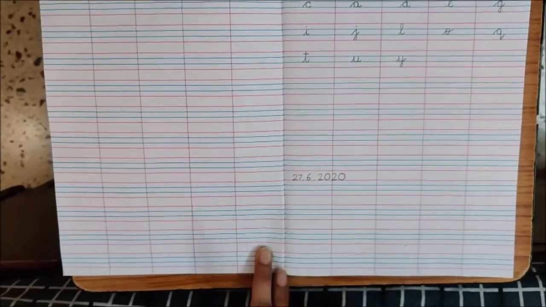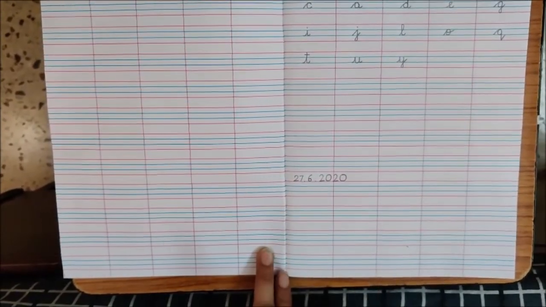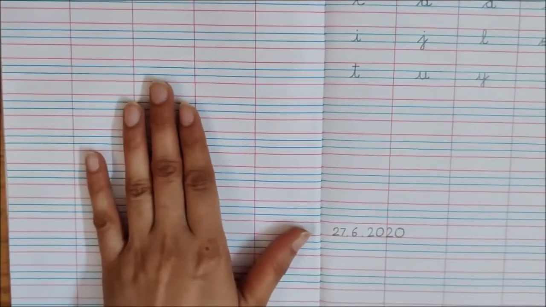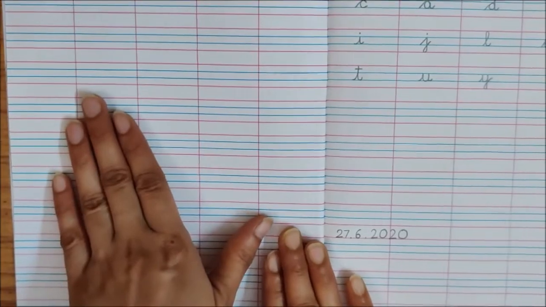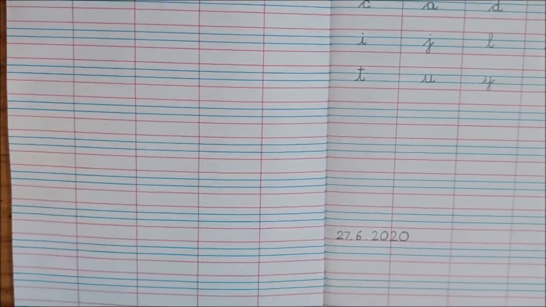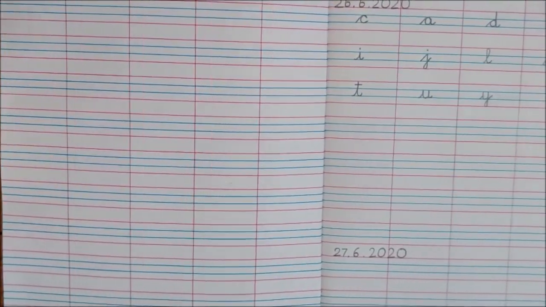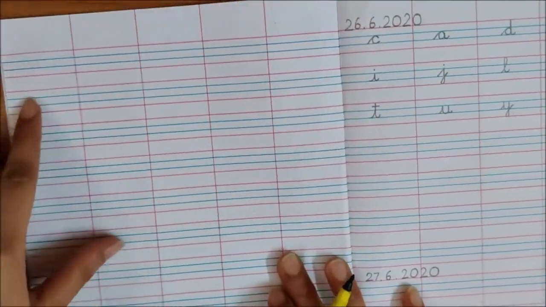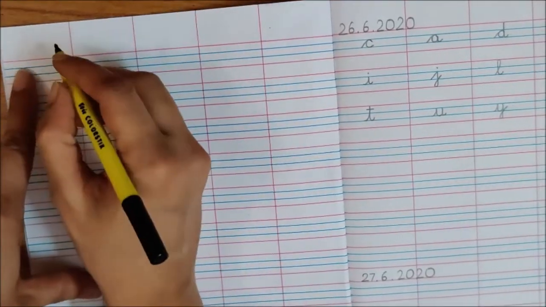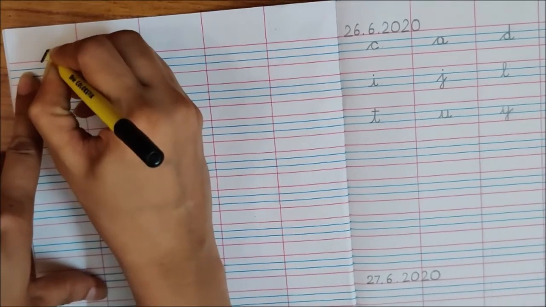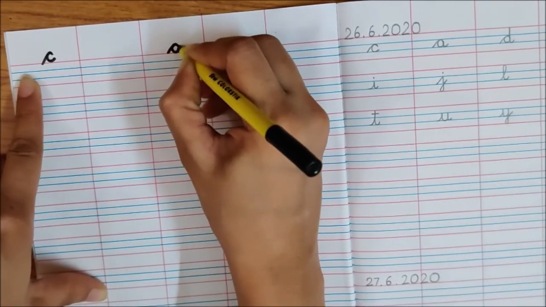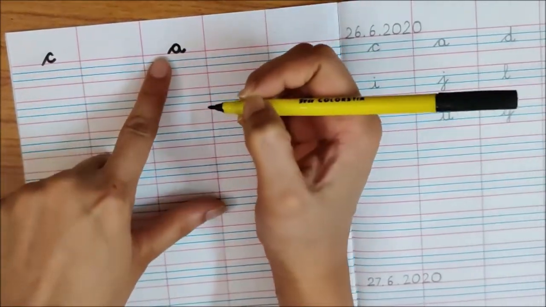Okay children, you have to write beautifully and your pencil must be sharpened. Now on this page, we are going to draw a picture for each letter. For this work, you can ask your mama or papa to write letters here just as I am showing you in this video. See, I am writing on the red line.